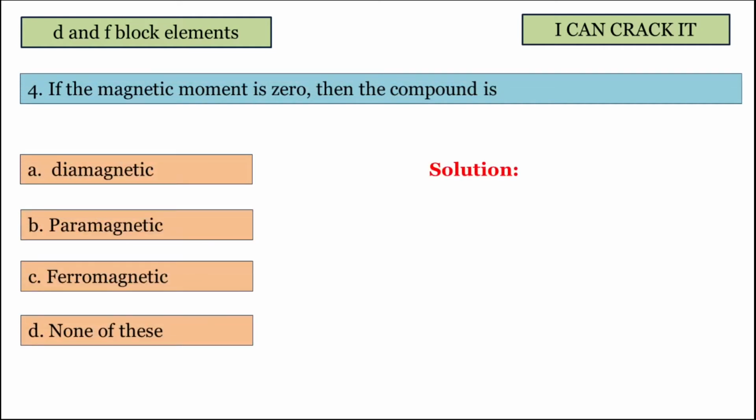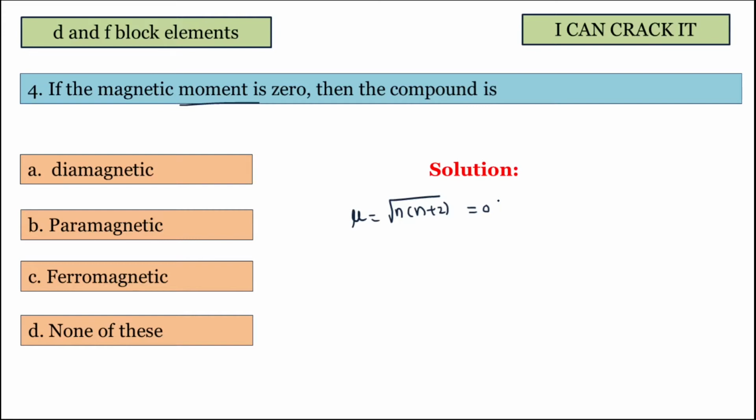The fourth question: if the magnetic moment is 0, then the compound is, see, magnetic moment is given by what? Root n into n plus 2. Now here they have given magnetic moment is 0. Magnetic moment is 0 means what? The compound is obviously diamagnetic. It has no unpaired electrons. That is why magnetic moment is 0.